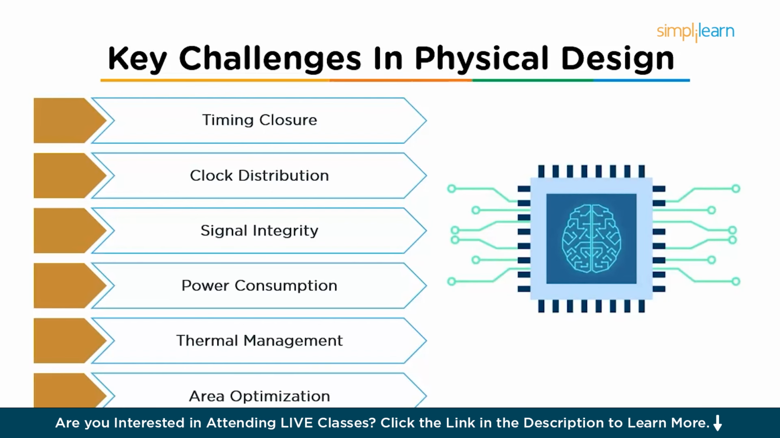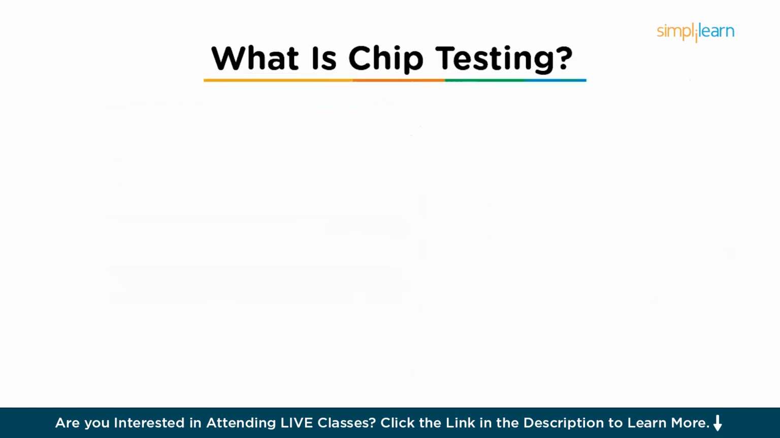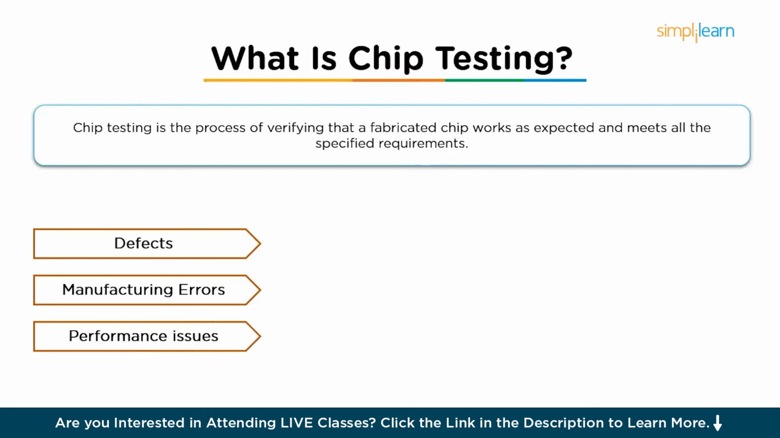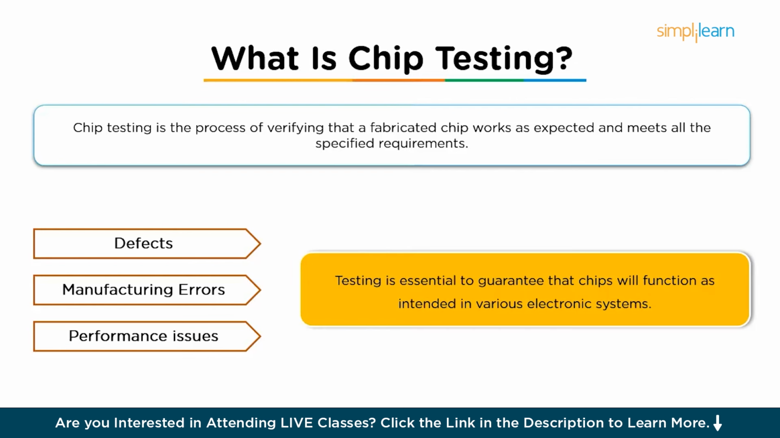So now let's move forward and see what chip testing is. Chip testing is the process of verifying that the fabricated chip works as expected and meets all the specified requirements. After the chip has been physically manufactured, it undergoes extensive testing to detect any defects, manufacturing errors, or performance issues. So testing ensures that the chip performs reliably under real-world conditions. Testing is essential to guarantee that the chip will function as intended in various electronic systems. It helps identify issues like timing errors, electrical failures, and logical problems that could affect the chip's functionality.